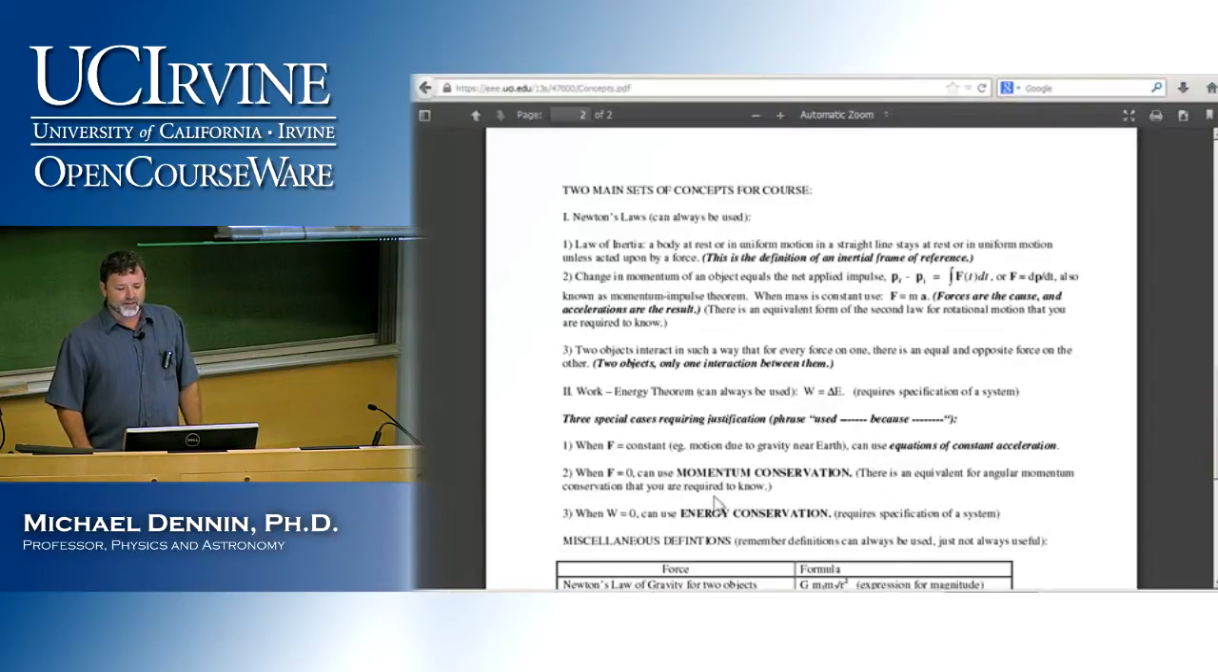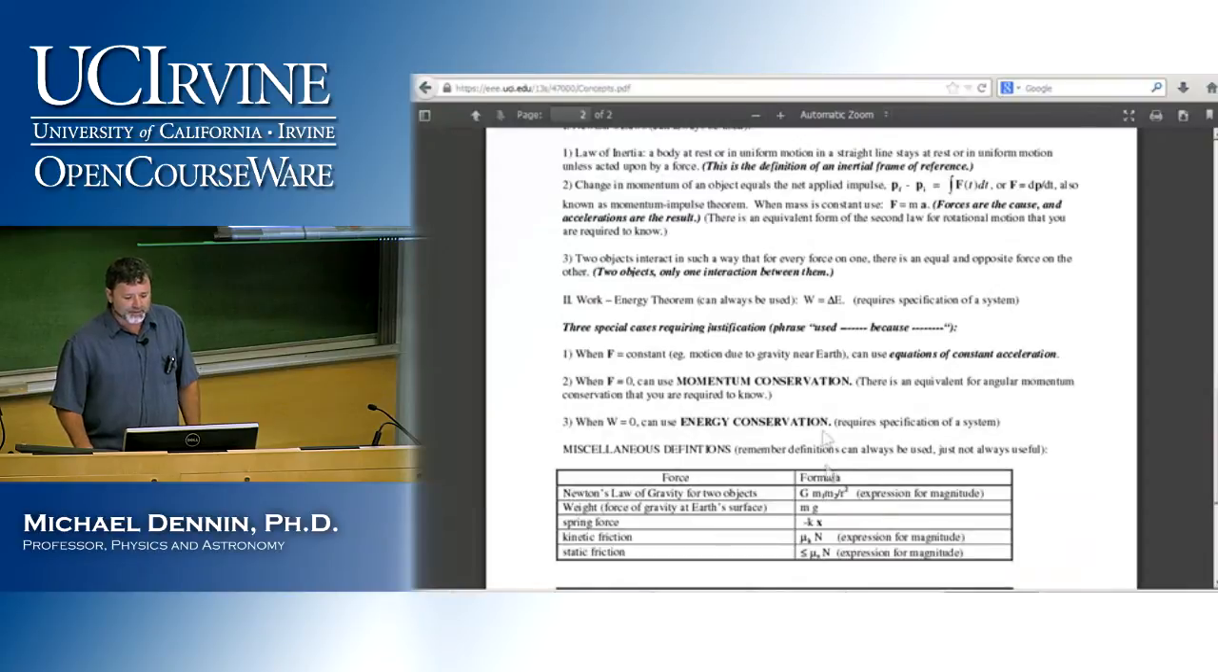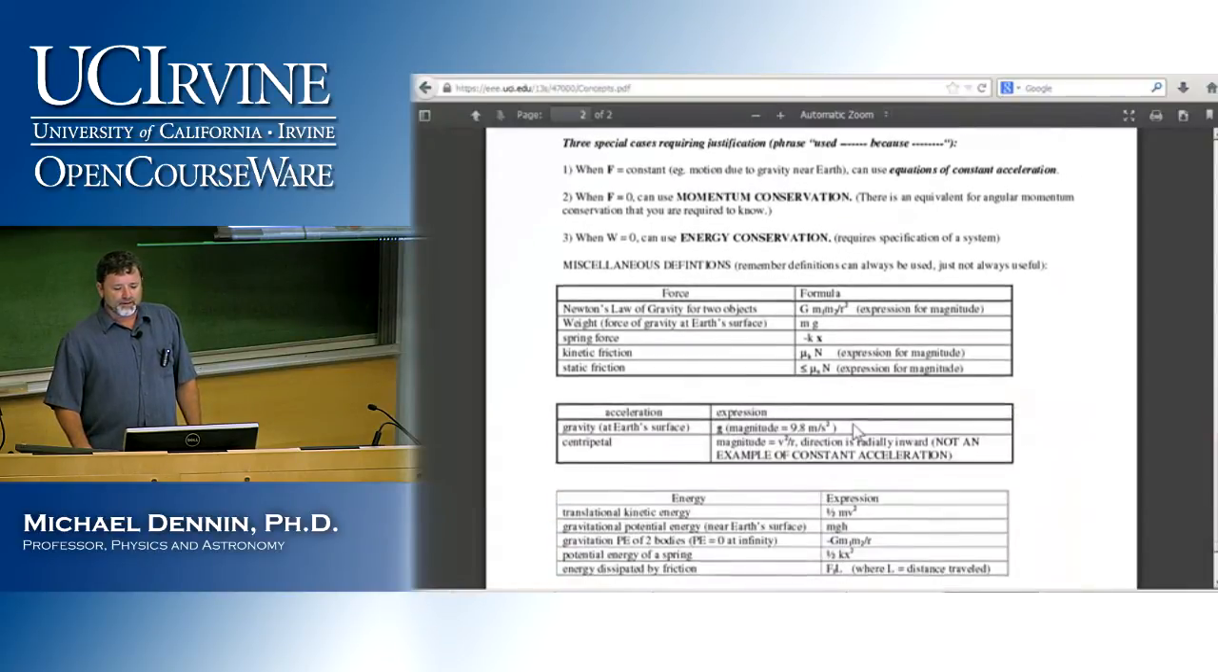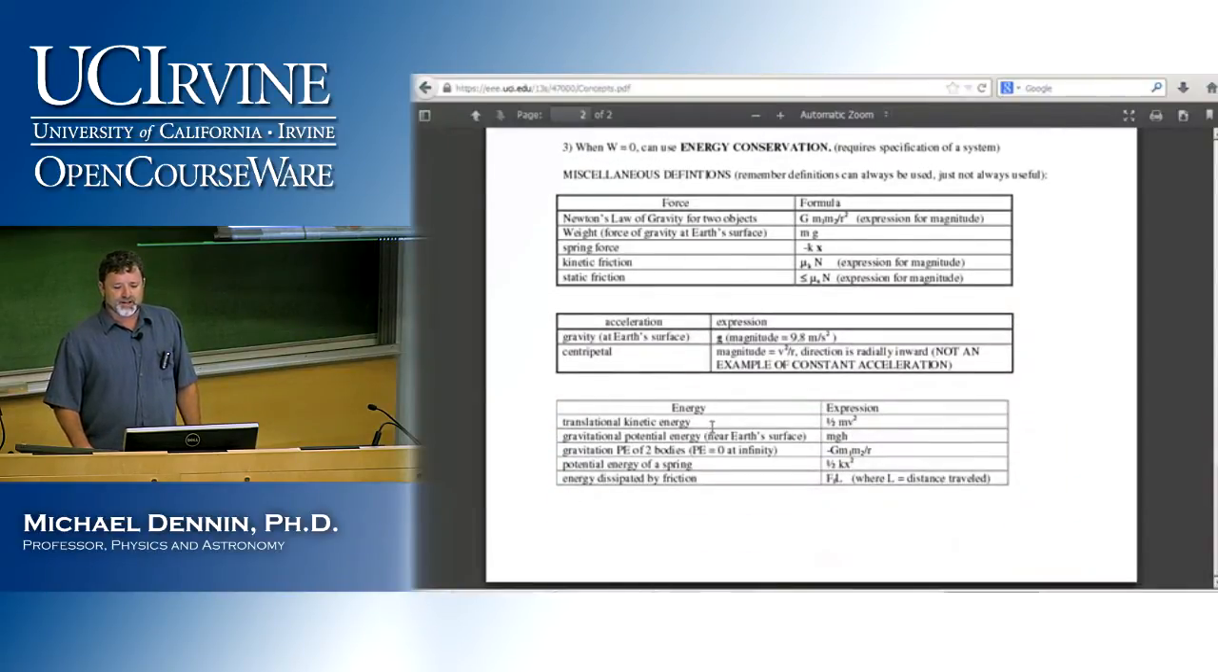And if you're using it for some of these, you better have told me your system. So like energy conservation, you better tell me your system. The same with momentum conservation. I noticed I didn't put that there. I need to put that in. And then there's a final list of a few miscellaneous definitions.